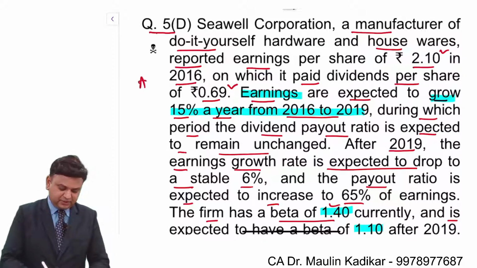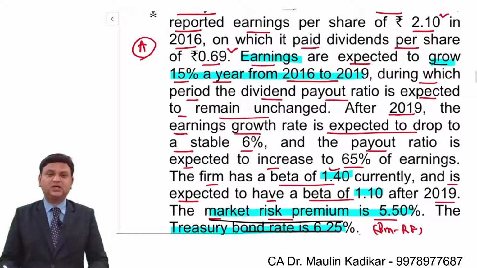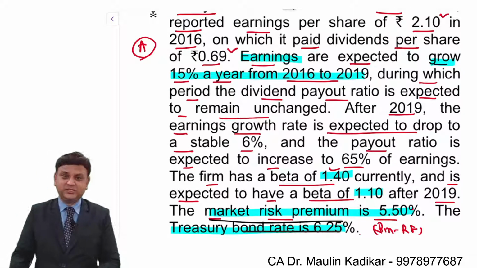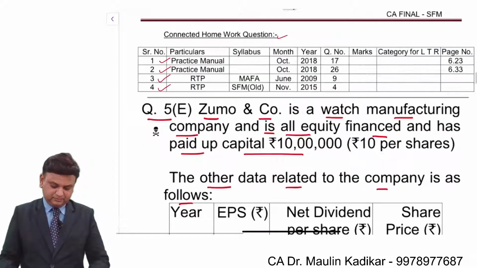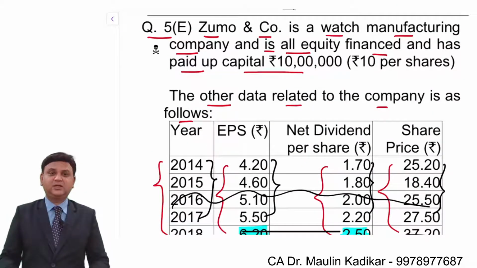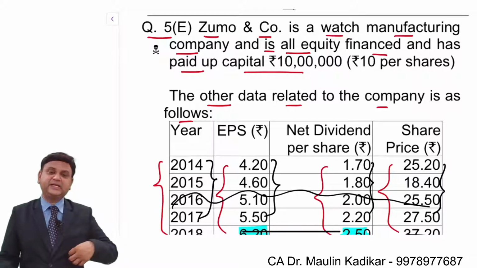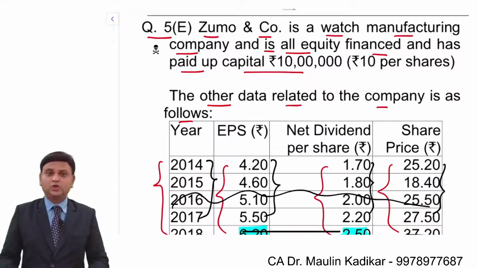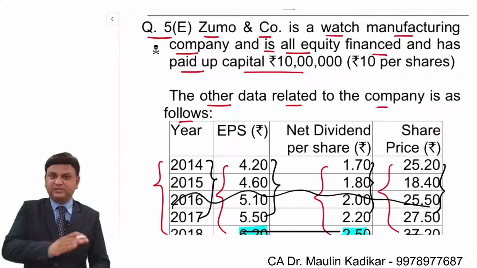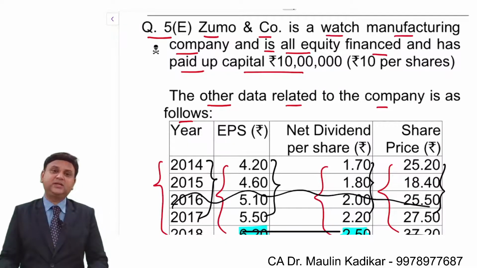This is again important because the dividend payout ratio is changing, and because of that the dividend per share will change, and we have to compute that year's dividend per share not using the dividend per share of the previous year but using the earning per share of that year.